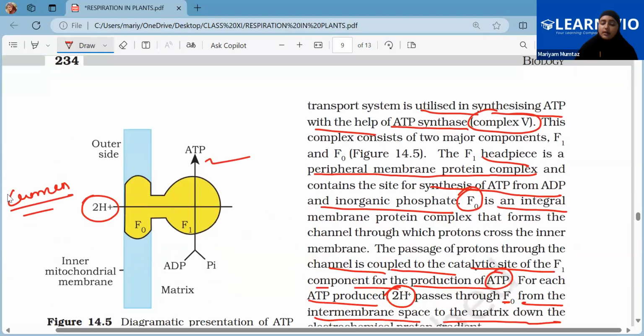Do you have any doubts up until now? No. ETS, chemiosmotic hypothesis, glycolysis, fermentation, all of these processes are clear to you? Yes. Sure? Yeah.